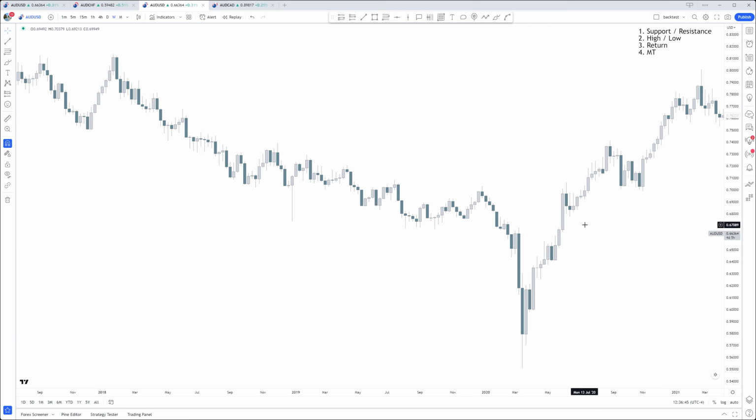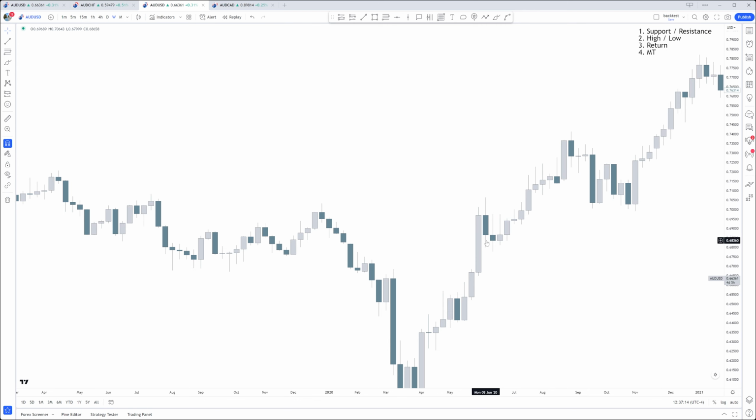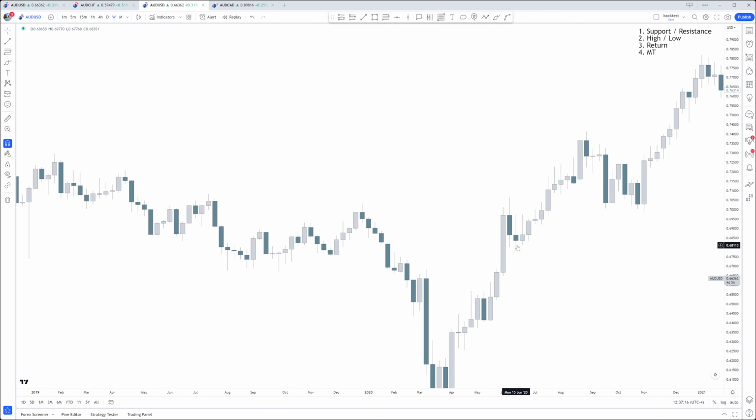Is it coming off of a previous support? Yes, we have a fair value gap right here. Now, you might not know what a fair value gap is currently. So if you don't know, write that down. We'll get into it in a later video. So these two down candles is one order block. We are coming off of a previous support level, this fair value gap.